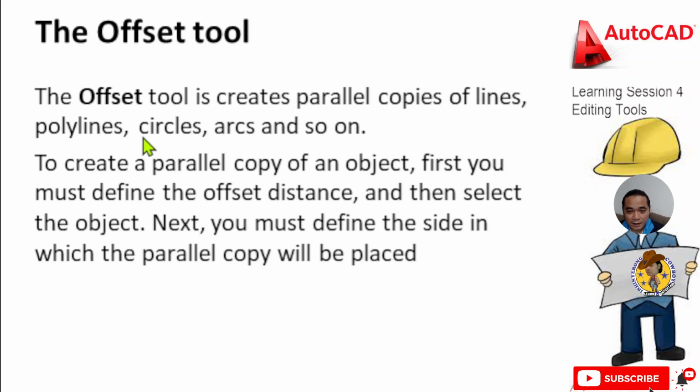The offset tool is a tool which creates parallel copies of lines, polylines, circles, arcs, and so on. To create a parallel copy of an object, first you must define the offset distance and then select the object. Next, you must define the side in which the parallel copy will be placed.